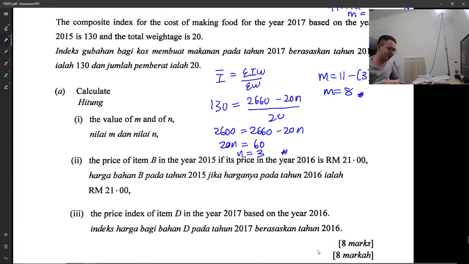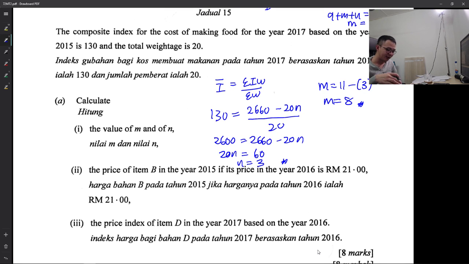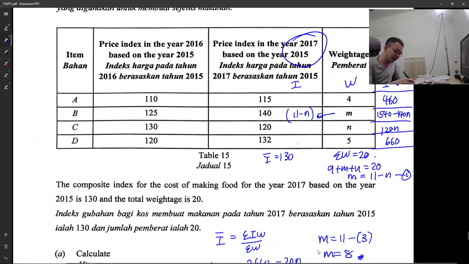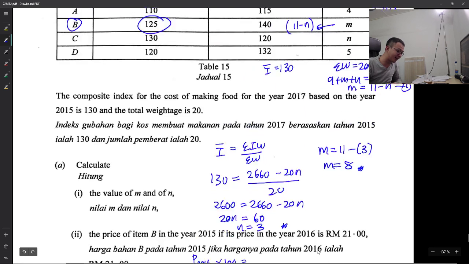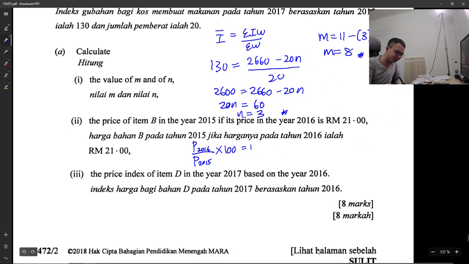Alright, then the next thing is the price of item B in 2015. They ask you to calculate the price of item B in 2015, if the price in 2016 is 21 ringgit. So we focus on 1615 now. Item B is here, index number is 125. So therefore, I know the price for 2016 over the price for 2015, multiply 100, I should get that index number, which is 125.